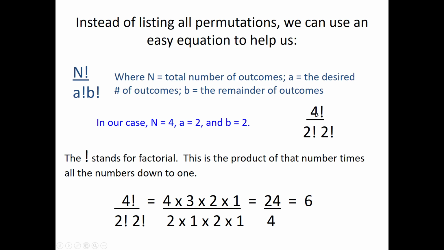Then this would be something called 4 factorial over 2 factorial times 2 factorial. The exclamation mark, as noted, stands for factorial, which is the product of that number times all the numbers down to 1. So 4 factorial is 4 times 3 times 2 times 1. 2 factorial is 2 times 1, and the other 2 factorial is also 2 times 1. So you get 4 times 3 times 2 times 1, which is 24, divided by 4, which is 6. And that's the same answer that we saw on the previous slide when we counted everything.